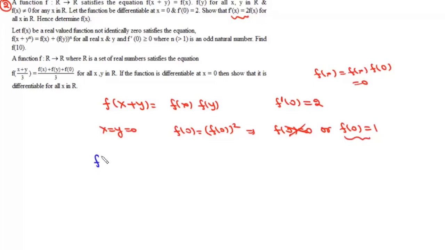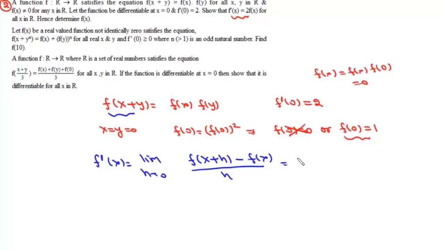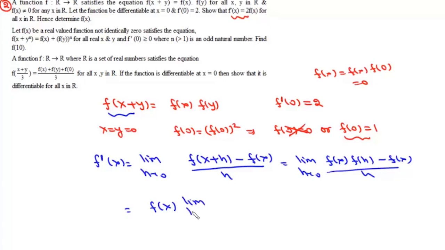Now we'll find f dash x. Now f dash x is defined as this limit h tends to 0 of f(x plus h) minus f(x) upon h. Now we know f(x plus h) will be f(x) into f(h). So we can write this as limit h tends to 0 of f(x) into f(h) minus f(x) upon h. Now we'll take this f(x) common and take it outside the limit. So it will be limit h tends to 0 of f(h) minus 1 upon h.